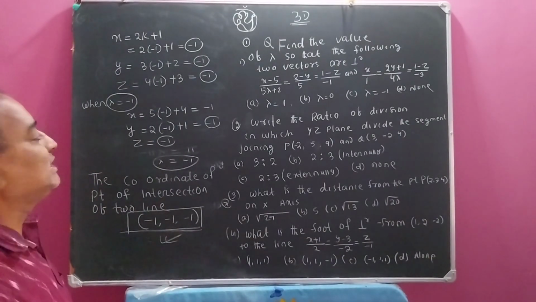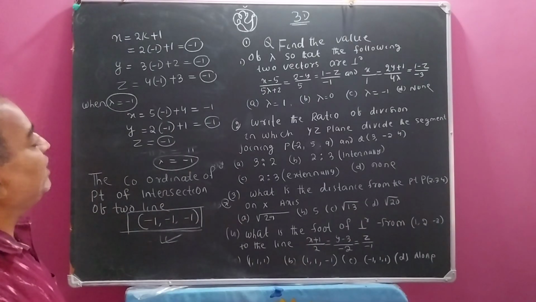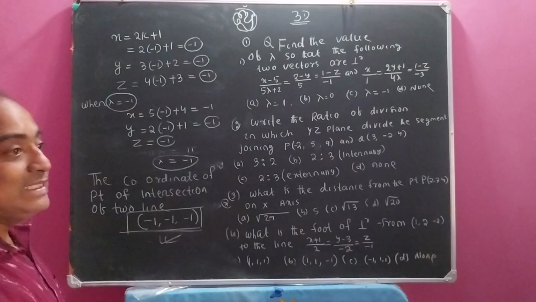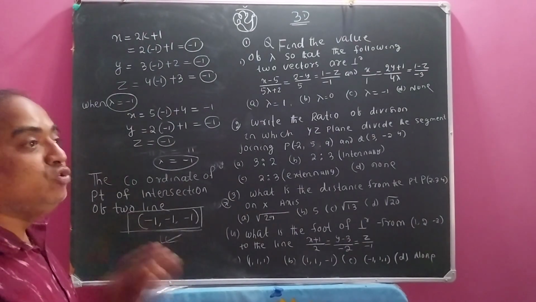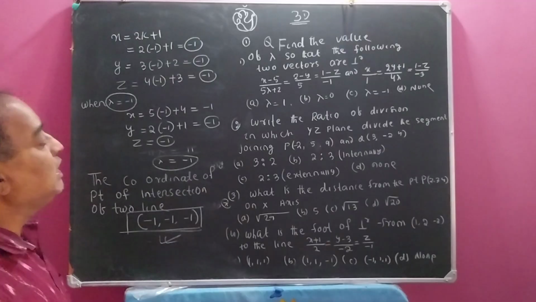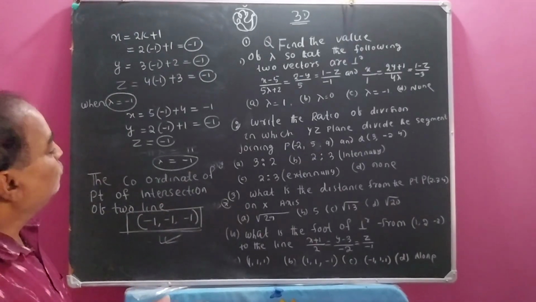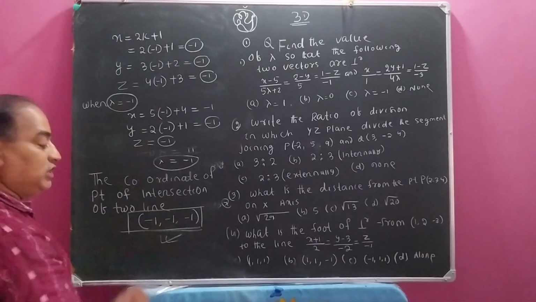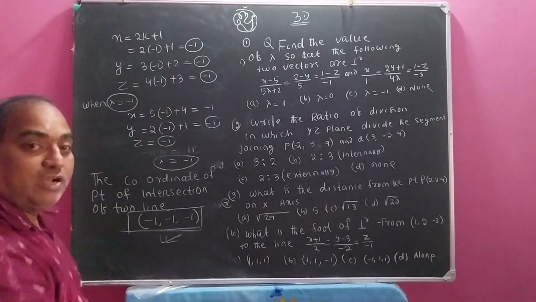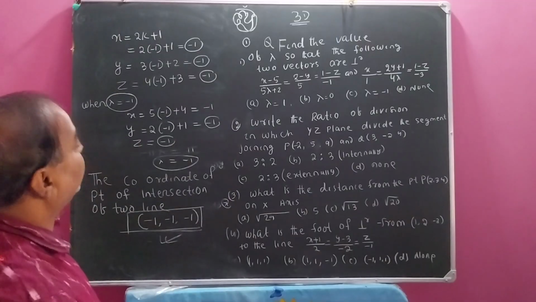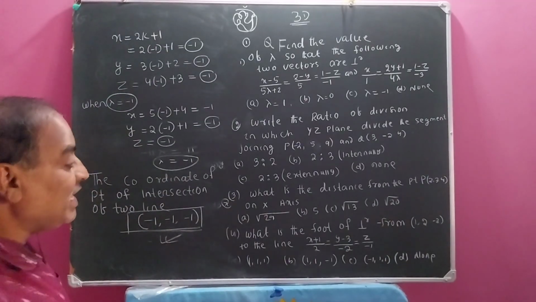When the question is asking about the point of intersection of two lines, you have to work out the problems like this. This is also used for long questions as well as short answer type questions, or for MCQ also. So this is the procedure. So the required point of intersection of two lines is -1, -1, -1. Okay. So question number 5 is completed.